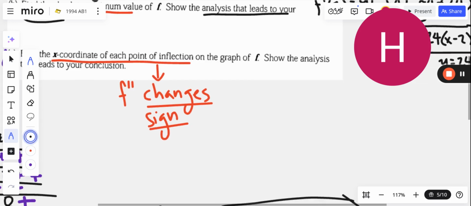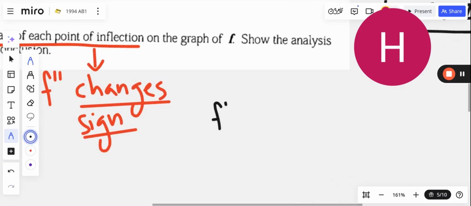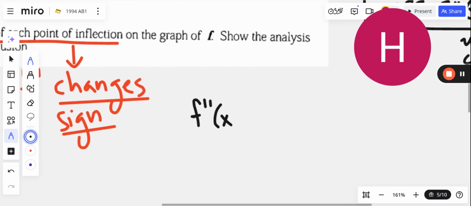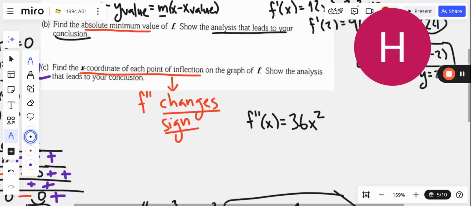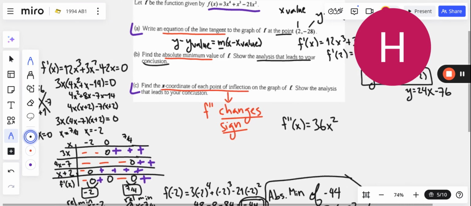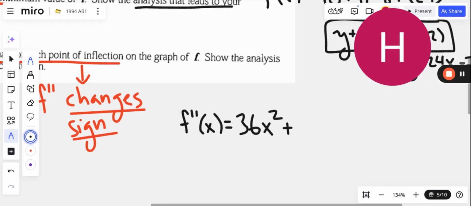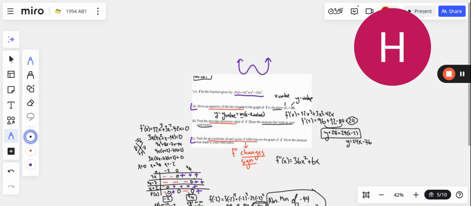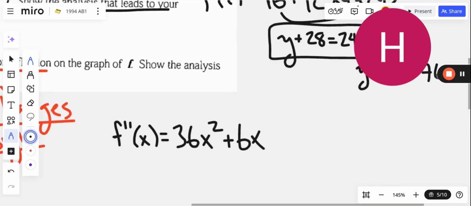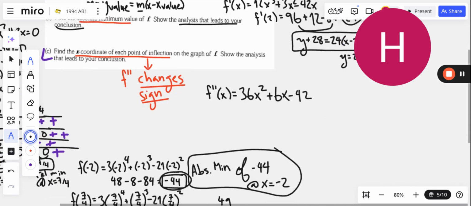So let's just analyze the second derivative, shall we? We have the first derivative already. So the second derivative is going to be, I think, 36x squared plus 6x minus 42. Is that about right? Yeah, looks about right.